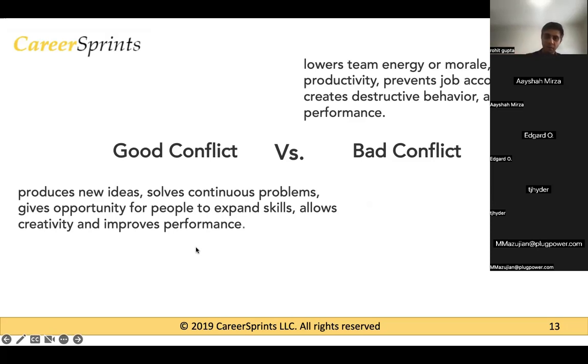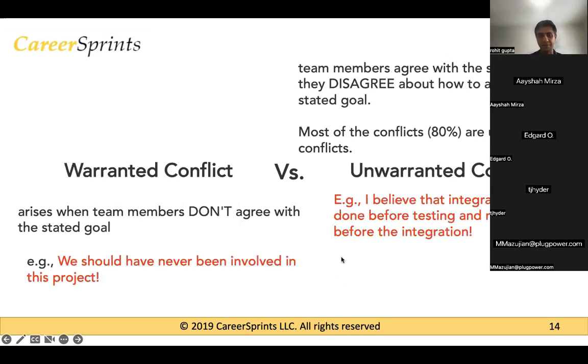So there is good conflict which promotes good behavior, so healthy debate and good behavior, and then there is bad conflict which results in toxicity and a host of other issues that can crop up later on in the project. Right? So this is the essential difference. Next is warranted conflict and unwarranted conflict, right? Now let's understand what this means.